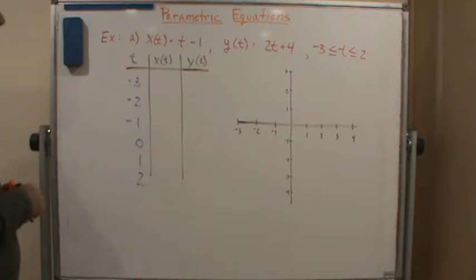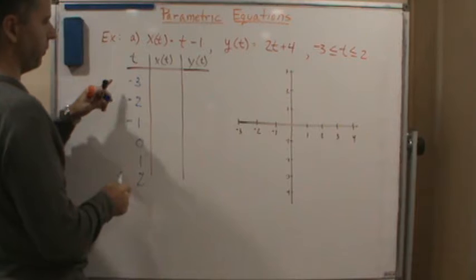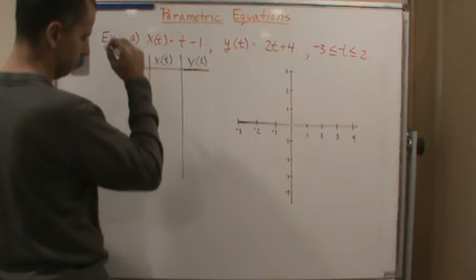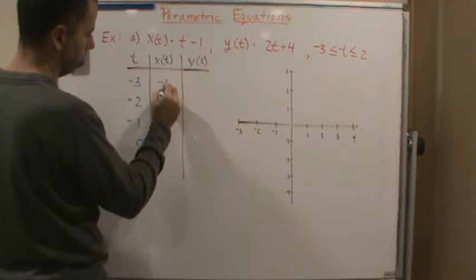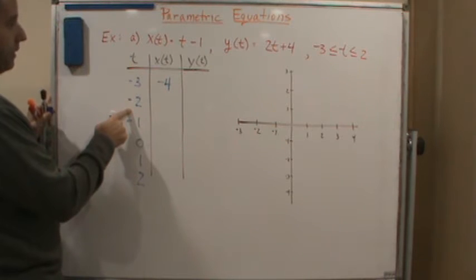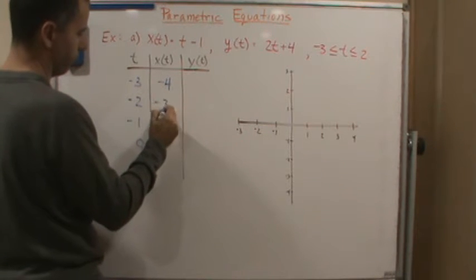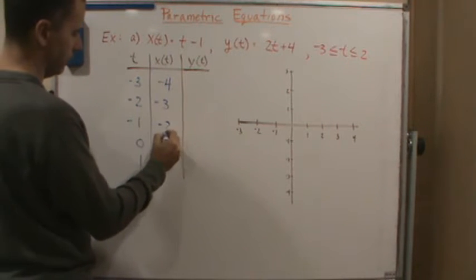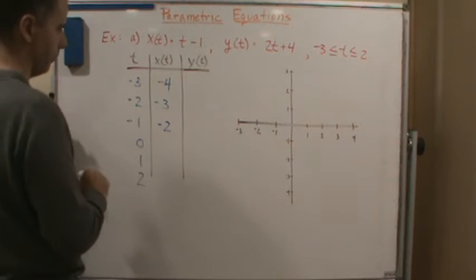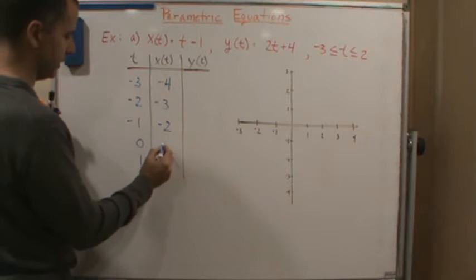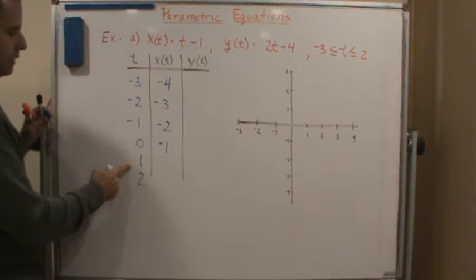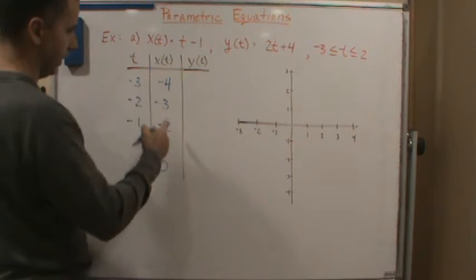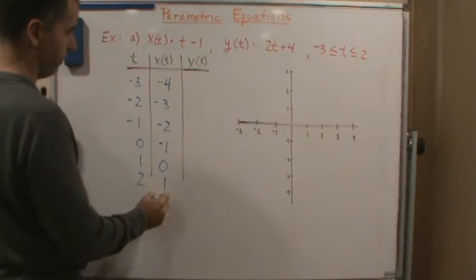So what do we get? Well, when t is equal to -3, what do we get? X is going to equal -4. When t is -2, x of t is -3. When t is -1, x of t is -2. When t is 0, x of t is -1. When t is 1, x of t is 0. And when t is 2, x of t is 1.